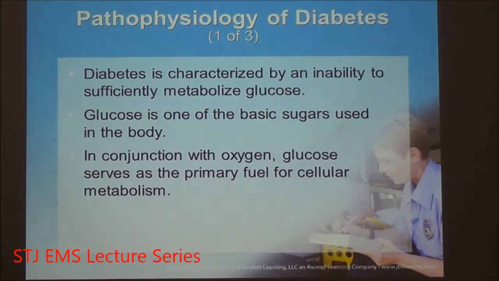The problem with sugar is it's too big to make it into the cell on its own. It needs a mediator. It needs a hormone to tell the cell to change its cell membrane's permeability to allow this big fat molecule to make it inside the cell so that it can be used for cellular metabolism. This hormone that I'm talking about is insulin.